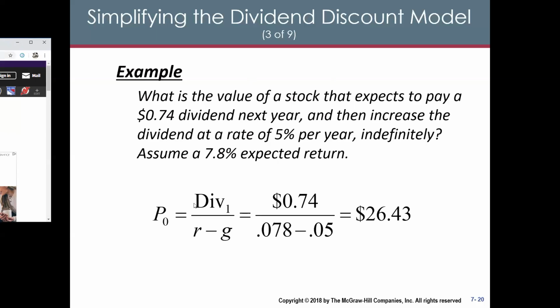P0 here. The dividend is 0.74 in the first year, in next year, in year 1. So DIV1 equals 0.74. Interest rate, the discount rate is R, which is 7.8%. And the G, the growth rate, is 5%. Okay, so it's 0.74 divided by 0.078 minus 0.05. Okay, so the present value today of this stock is 26.43.